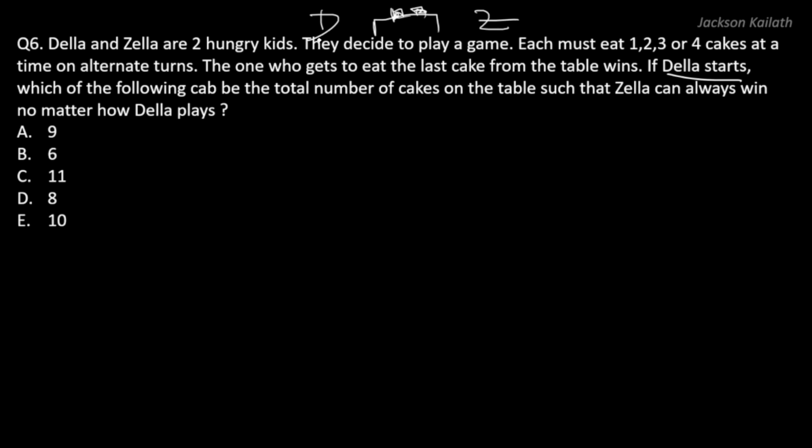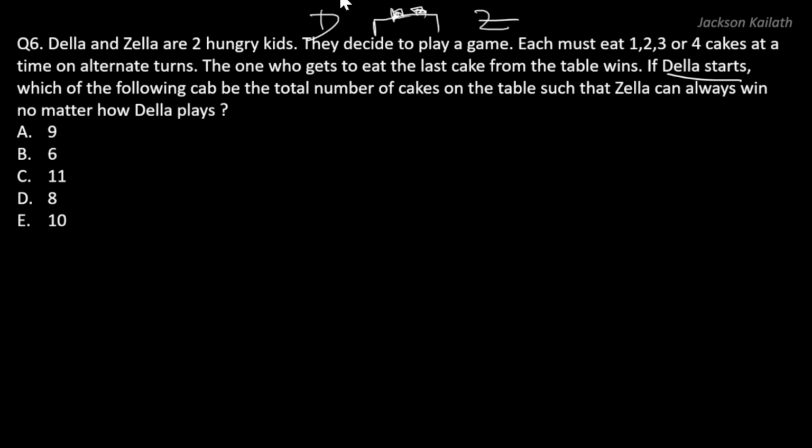That's how the game goes on, and the winner is the one who gets to eat a cake on the last turn. So if Della finishes off and there is no more cake left on the table such that Zella cannot eat any cake, Della is the winner. So that's the game. All right.